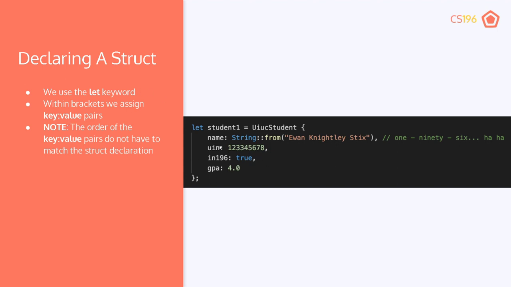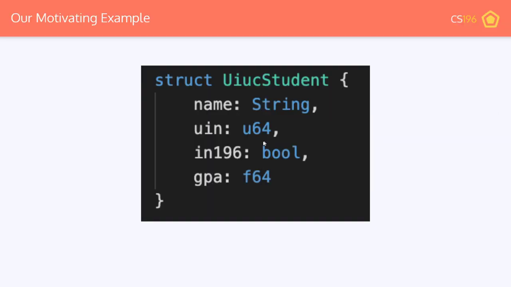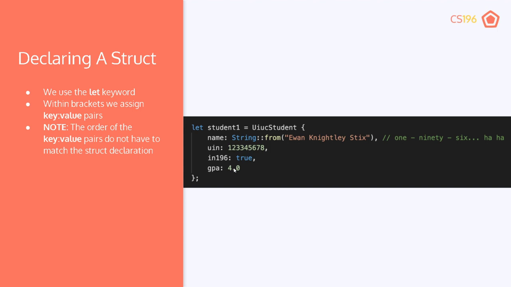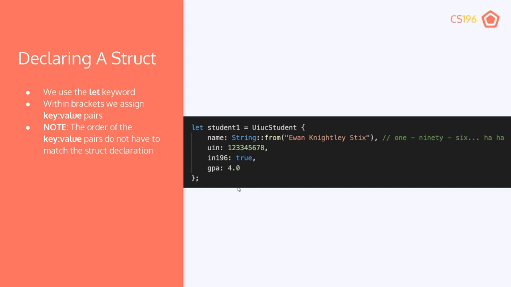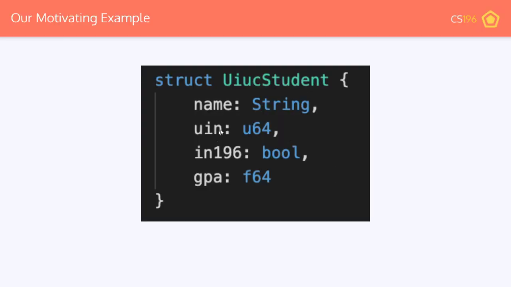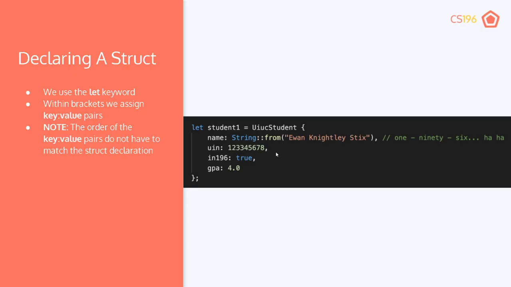One thing to keep in mind is these key value pairs don't have to be in the same order, right? We could have done GPA, in 196, UIN, name, and even though it's maybe in this order in the original struct declaration, it's fine. One thing that does have to be the same is this name here, so name does have to line up with name, UIN with UIN, in 196 to in 196, right? And as hopefully not too surprisingly, these data types have to line up, right? If you try to set the name, which is expecting a string, to an integer or a Boolean value, well, maybe it'll force the conversion, but it's definitely not something that you want to do.